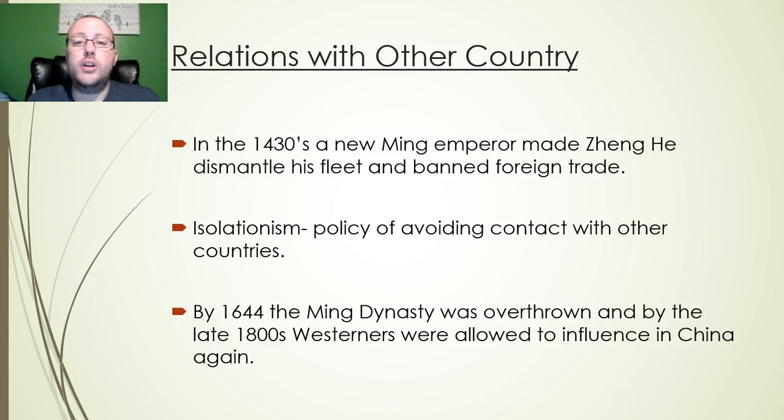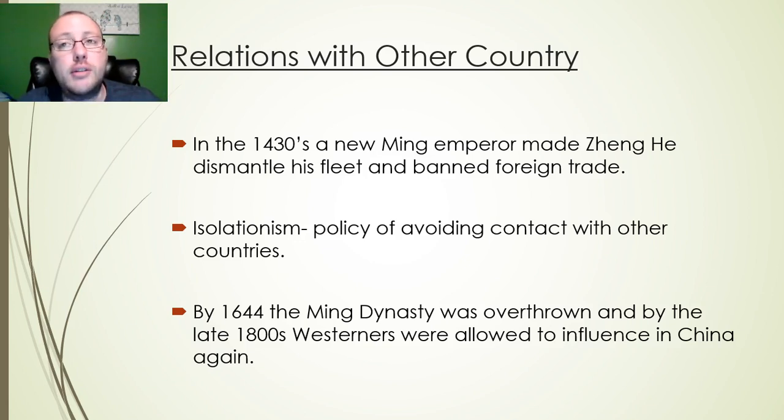In the 1430s, a new Ming emperor dismantled his fleet and banned foreign trade. Now, they're going to practice this thing called isolationism, which China's going to practice for a while. It's a policy of avoiding contact with other countries. In 1644, the Ming dynasty was overthrown, and by the late 1800s, Westerners were allowed to have influence in China again. So you look right here, they take this period of isolationism in the 1400s. It's not until the 1800s that people are going to be going back into China.